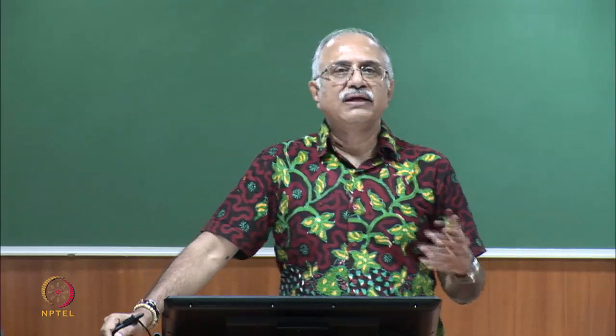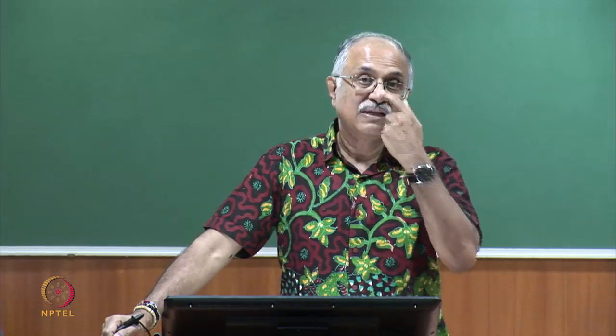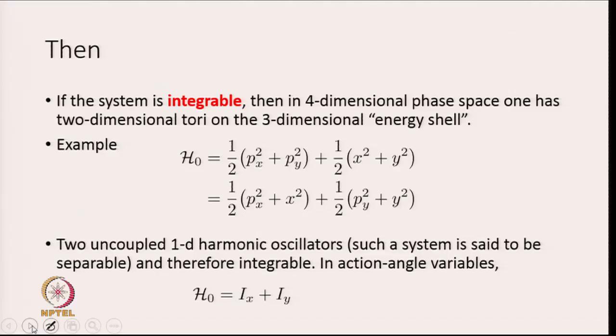If a 2 degree of freedom system is integrable, then note that when the degrees of freedom are 2, the phase space is 4-dimensional. If there is a Hamiltonian and you have a conserved quantity like the energy, one conserved quantity in this 4 dimensions automatically constrains everything to a 3-dimensional energy shell. And in this phase space, we have tori if the system is integrable.